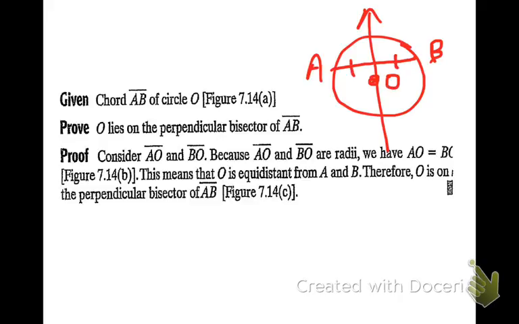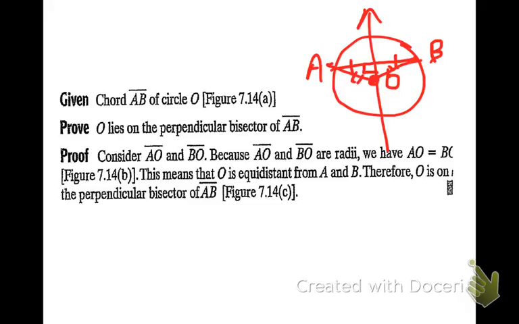So we have the perpendicular bisector. We know that AO and BO are radii, so they're congruent. So these two lines are congruent. This means that O is equidistant from A and B. Therefore, O is on the perpendicular bisector of AB. All right, simple proof.